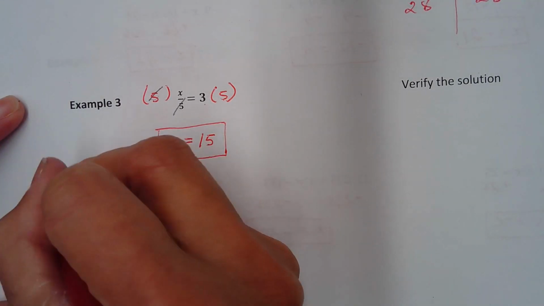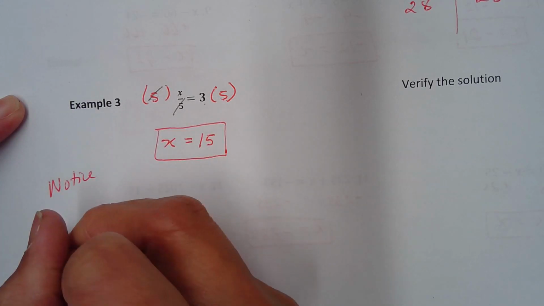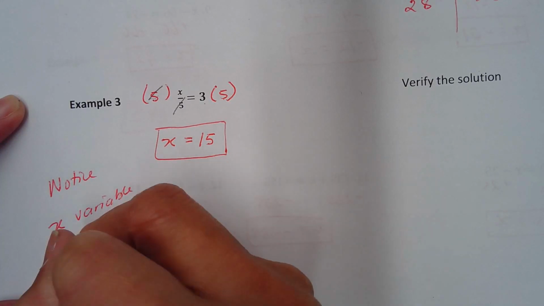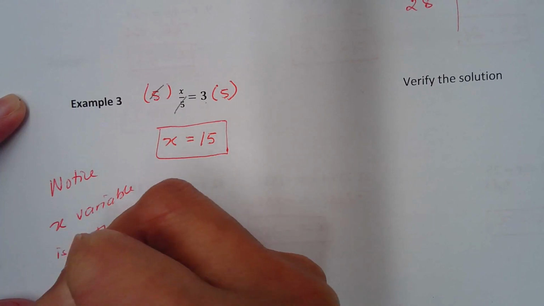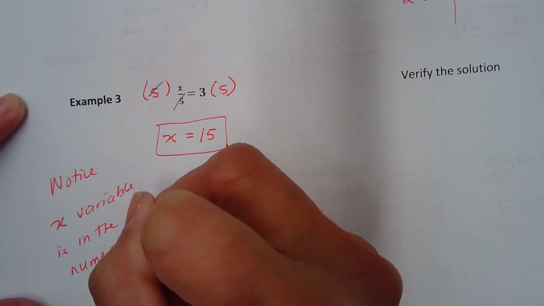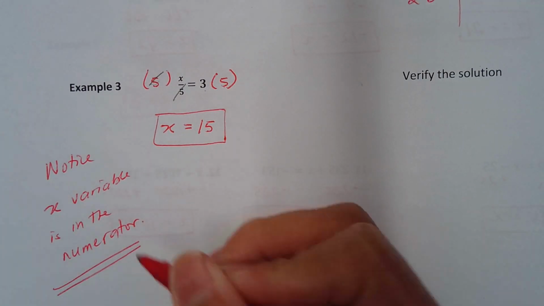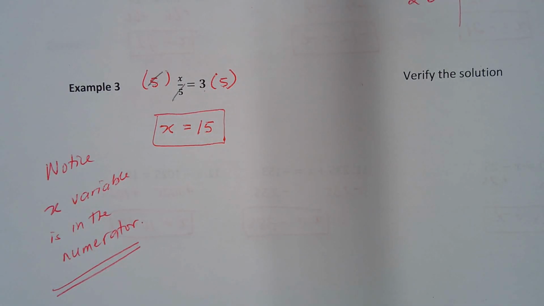Notice here, the x variable, whatever you're solving, is in the numerator. It would be a different question, a different answer, if the x is in the denominator. We're not going to worry about that one right now. Okay?